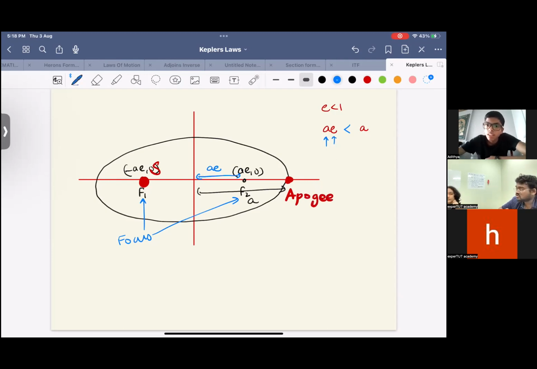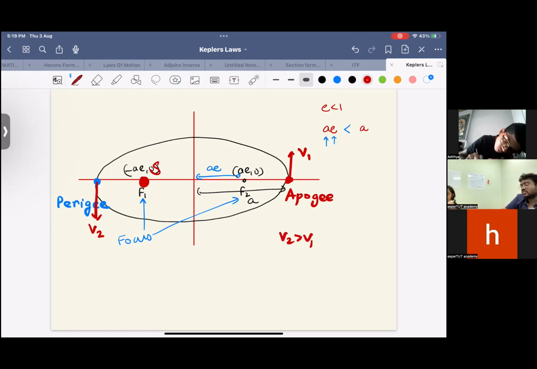And at which point are you closest to the sun? The left side. Yes, this point is called perigee. Write it down. Apogee is when the planet is farthest from the sun, and perigee is when the planet is closest to the sun. Speed at apogee v1 and v2, which is more, v1 or v2? v2 is more than v1. Draw this diagram again, and then write: speed at perigee is more than speed at apogee, okay?